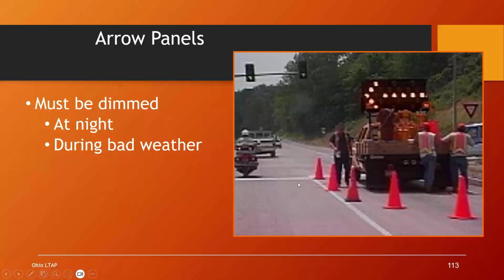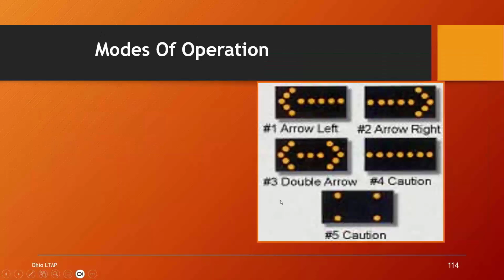So also, arrow panels are high intensity, so at night or bad weather, we need to put them on low intensity. And as I was showing you in the typical applications, there are different modes of operation. So if you're going to go out and purchase an arrow board or 2 or 3, make sure that they're capable of all these different modes of operation, because these different modes are called out in different typical applications. So arrow left, arrow right, double arrow, and 2 modes for caution. But the 4 corners caution is the one that's called out in the typical application. So you should use that.